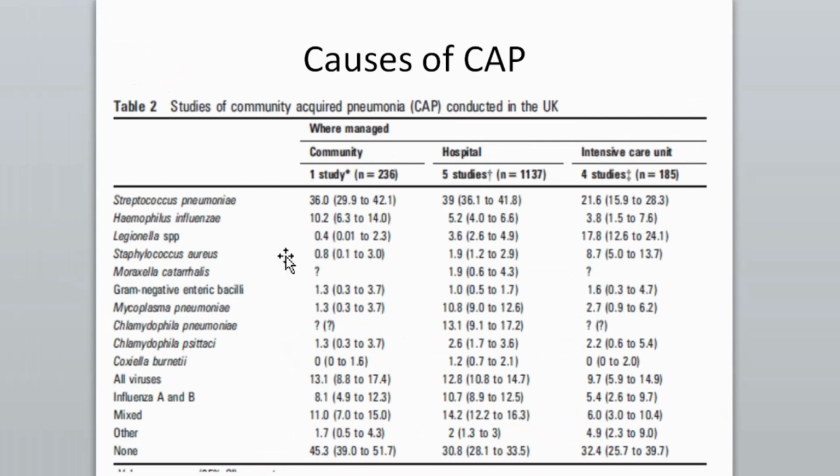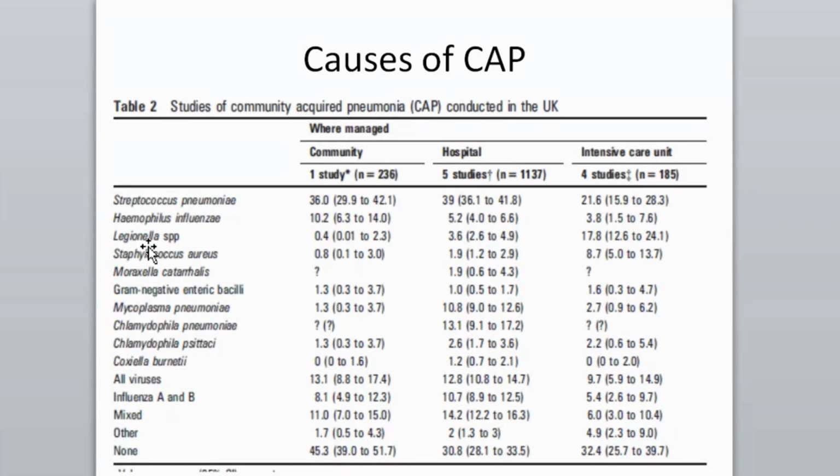They've got some hospital here. We're going to focus on the left-hand column, and by far and away, the large numbers are Streptococcus pneumoniae and Haemophilus influenzae. So these are the two we really need to worry about. And if you look down here, right at the bottom, none. That's a huge number there. That's almost half. That's just that no organism has been isolated.